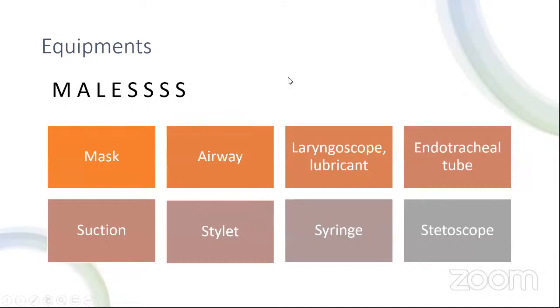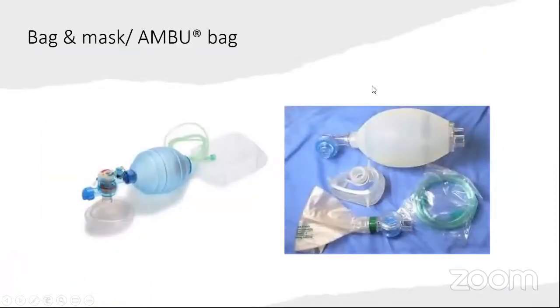Okay, I will focus on the airway equipments. I know that usually, especially the staff nurses in the ward, will panic when the anesthesia MO comes and decides on intubation. Basically, every day you already check the equipments in your emergency trolley, so you just need to get familiarized with these equipments. The acronym is MELSS, MELESSS. You should have mask, airway, laryngoscope, endotracheal tube, suction, stylet, syringe, and stethoscope. We will go through them one by one.